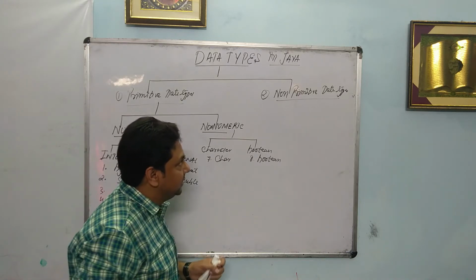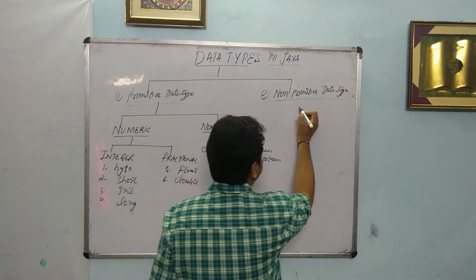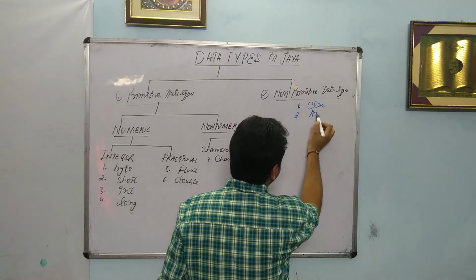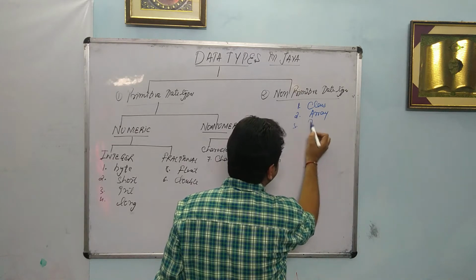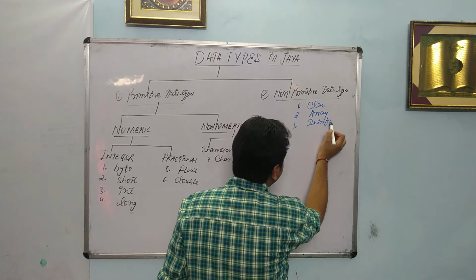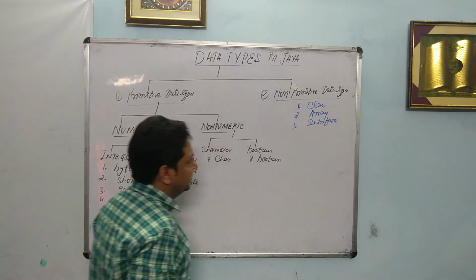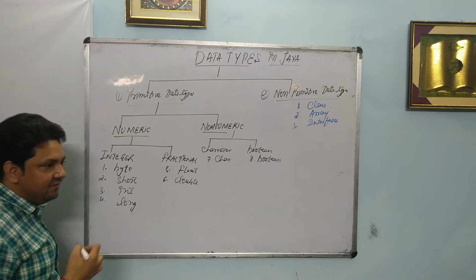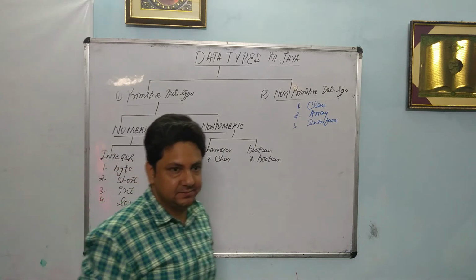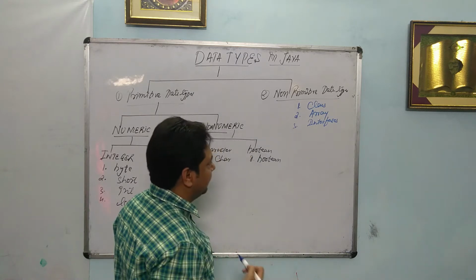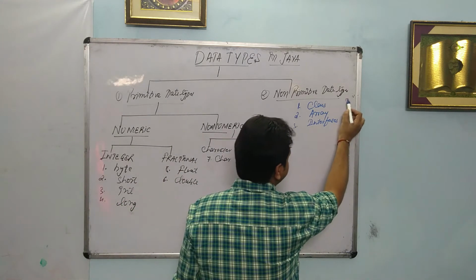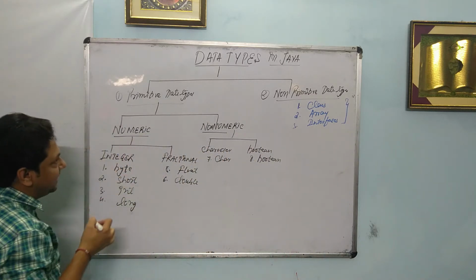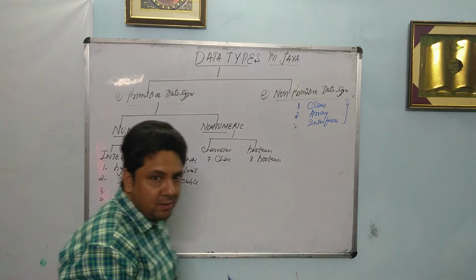Now we come across non-primitive data types. Number one is class, array, interfaces. Class, array, and interfaces are the non-primitive data types. We will see them in detail in the subsequent lectures. What is class, what is array, and what are interfaces? We will see in detail. But at this stage, we should know what the primitive data type categories are and what the non-primitive data type categories are.